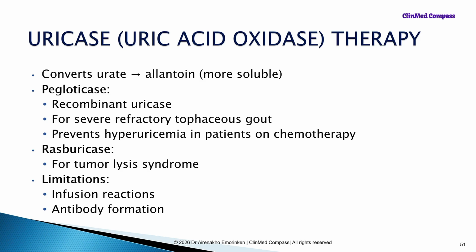Uricase agents represent a powerful option for severe refractory gout. They convert uric acid to allantoin, which is far more soluble. Pegloticase, a recombinant uricase given by intravenous infusion, is indicated in severe tophaceous gout unresponsive to conventional therapy. It can also prevent hyperuricemia in patients on chemotherapy. Rasburicase is used prophylactically in tumor lysis syndrome. Limitations include infusion reactions, antibody formation that can reduce efficacy, and high costs.